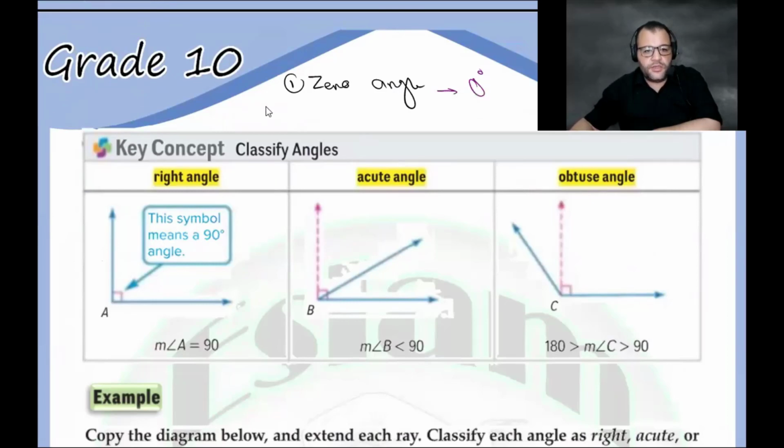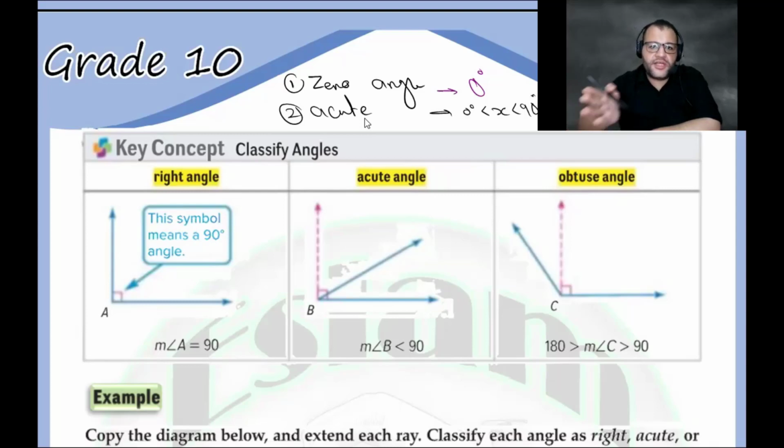The second one is the acute angle. Its measure is more than 0 and less than 90. It's more than 0 and less than 90 because 0 is smaller than 90 and 0 is not an acute angle. So it must be more than 0 and less than 90.